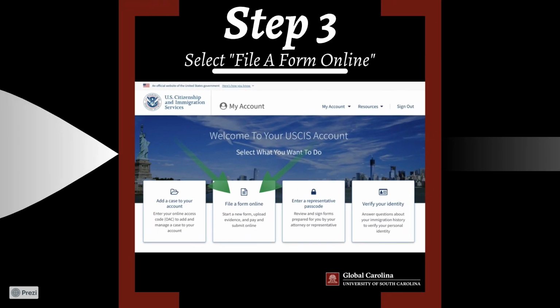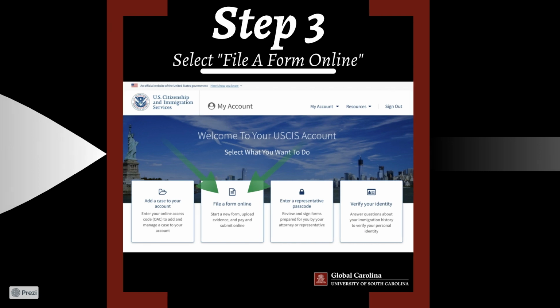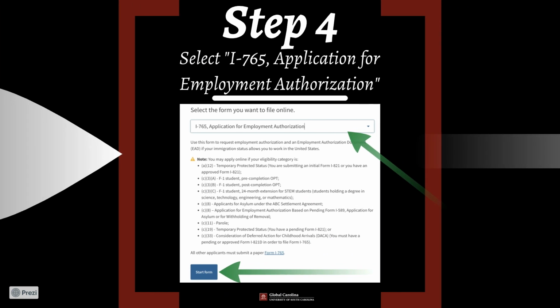The next step is to navigate to the I-765 form through the online filing system. After you are properly logged in, you will be taken to the USCIS main page. Then select File a Form Online. Next, USCIS will ask you what form you want to file. In the drop-down menu, find the option I-765 Application for Employment. Once selected, click Start Form.